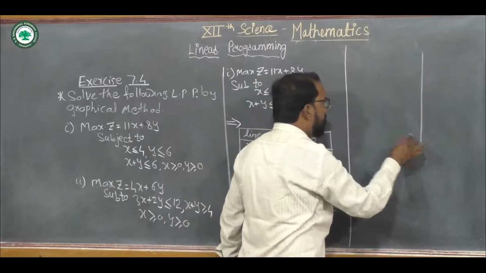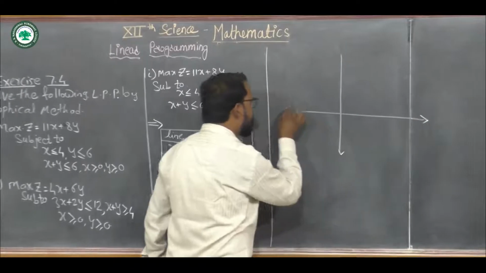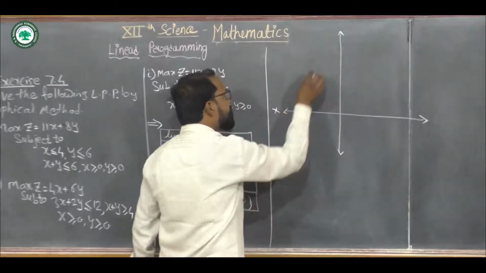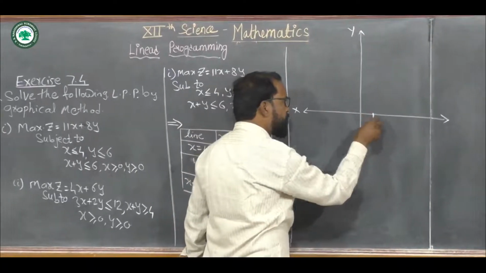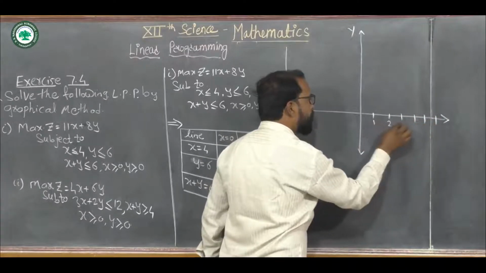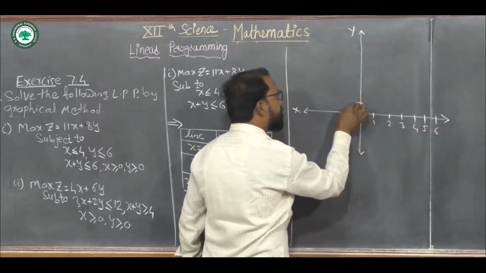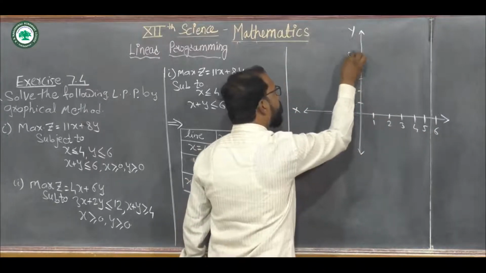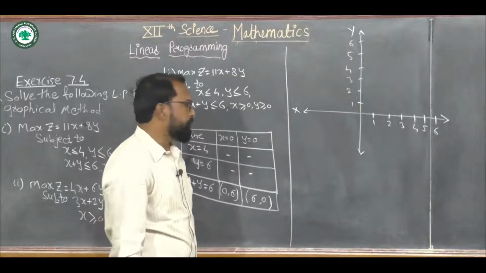So to plot the graph, take x and y axis. This is x-axis, y-axis, and taking appropriate scales. Suppose this is 1, 2, 3, 4, 5 and 6 on each axis, taking 1 centimeter as 1 unit.